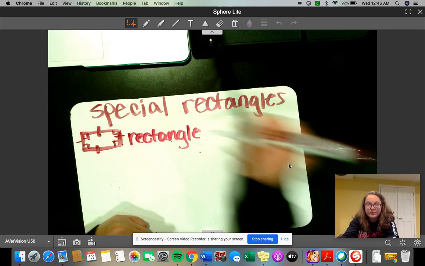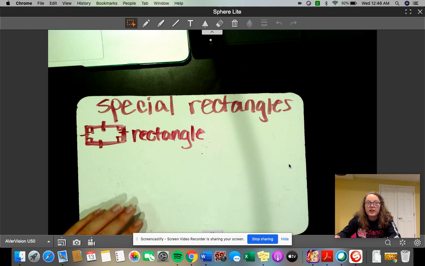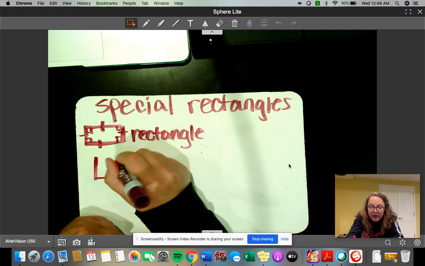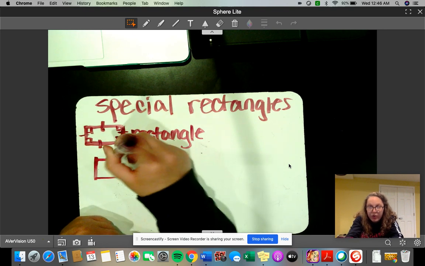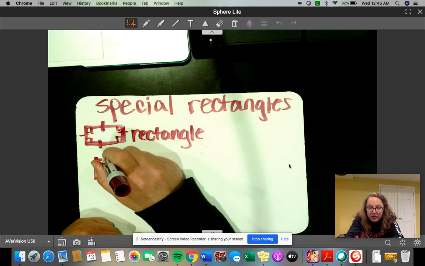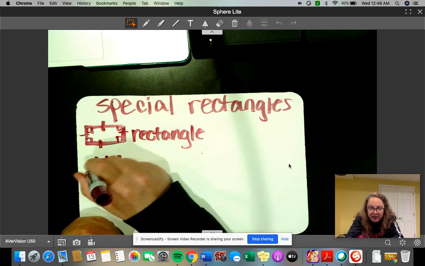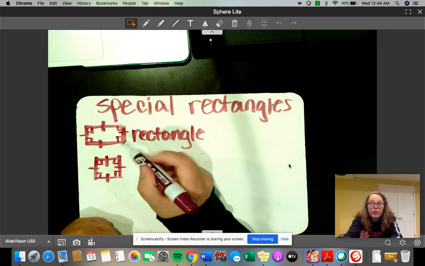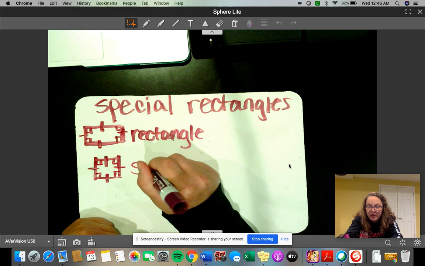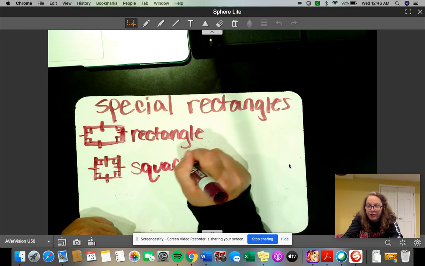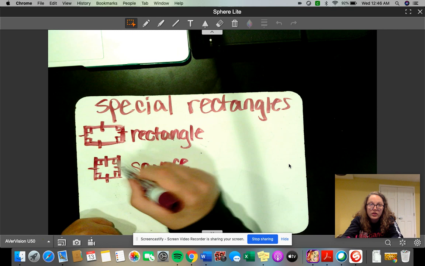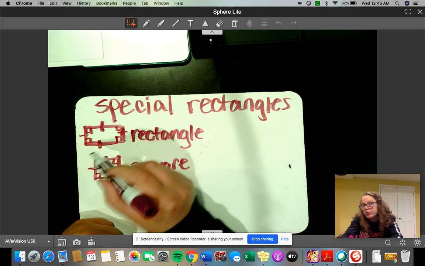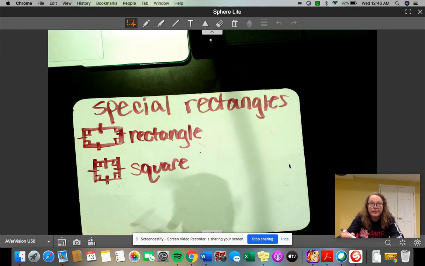The first special rectangle that we are going to have is a square. A square is going to have 4 equal sides. They have to be the same length, and 4 square corners. So the difference between a rectangle and a square is that all 4 of the sides have to be the same length in a square. All 4 sides do not have to be the same in a rectangle.